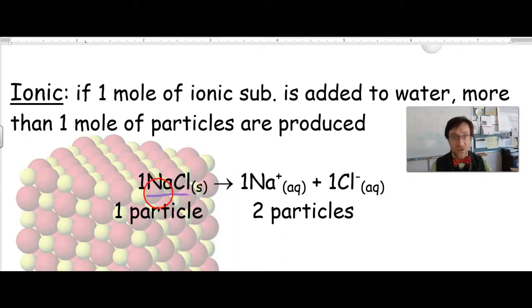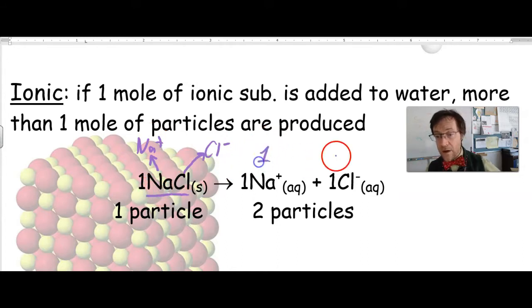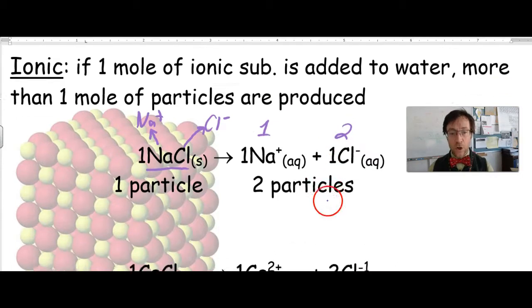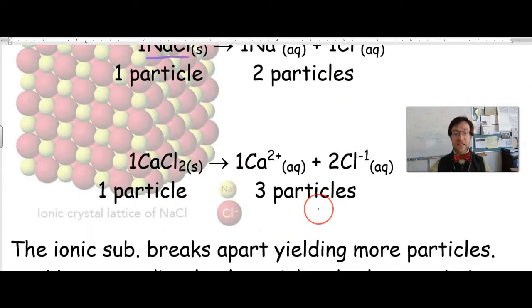But if we look at sodium chloride, it is made out of 2 ions. It has a sodium ion and it has a chloride ion. 2 things, 2 ions, right? So when we put this into water and we dissolve it, we get not just 1, but 2 different dissolved particles. Does that make sense? I certainly hope so. Now let's look at calcium chloride.